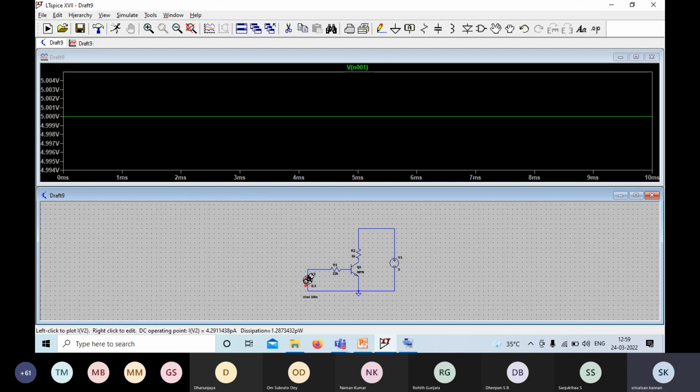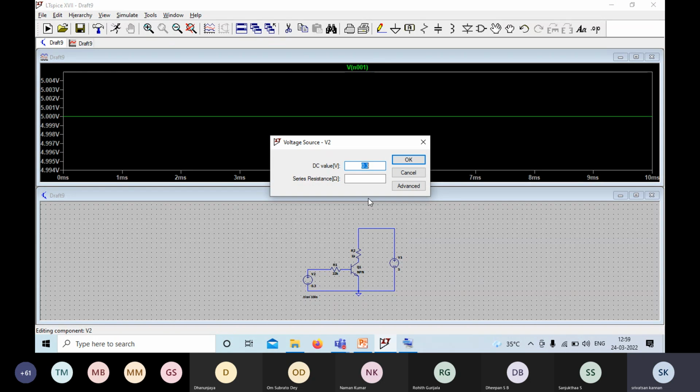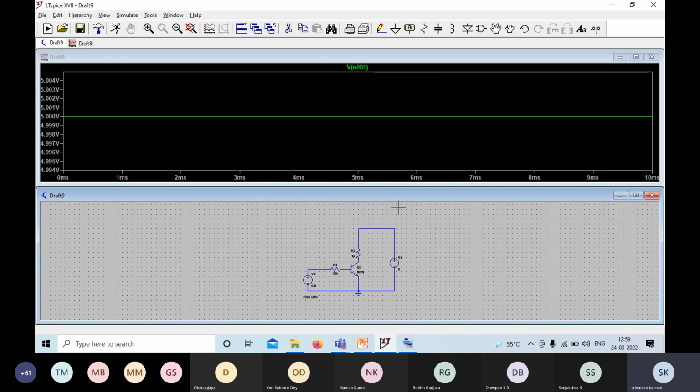Similarly, if you increase the input to 0.8, what should be my output? What is the output for 0.8? Anyone, please? For 0.8, the input junction is forward biased. So it acts as a closed switch. So the output is 0.